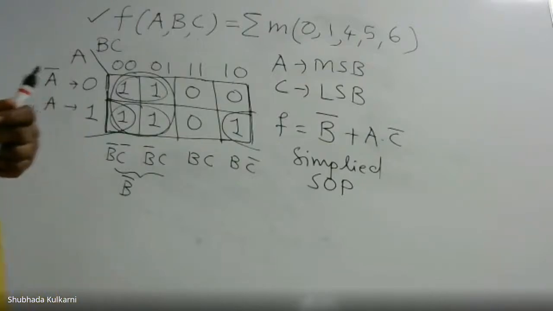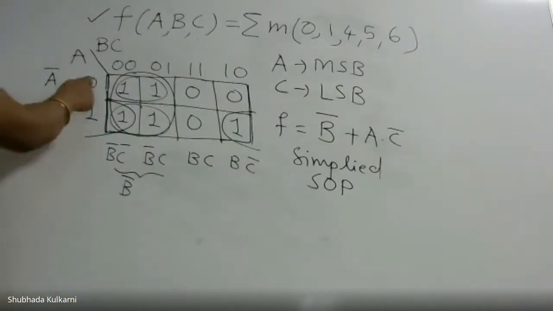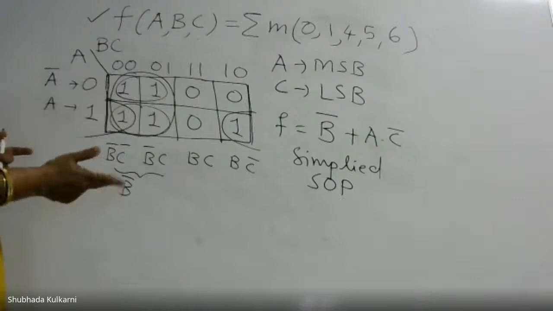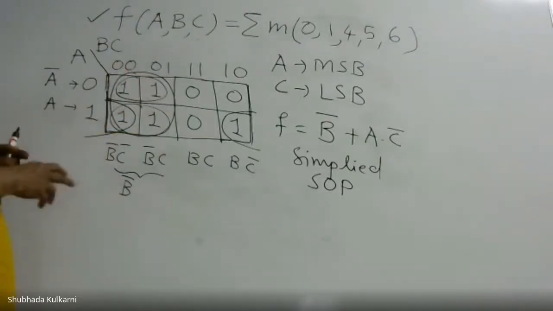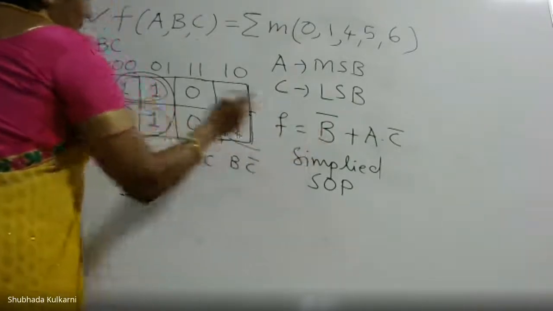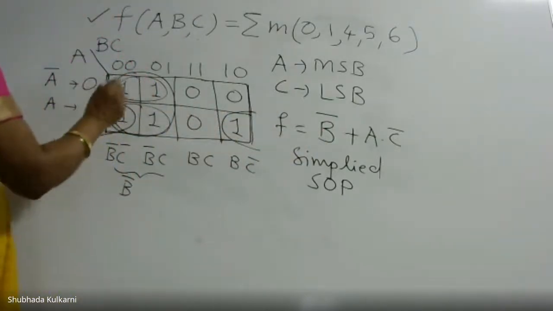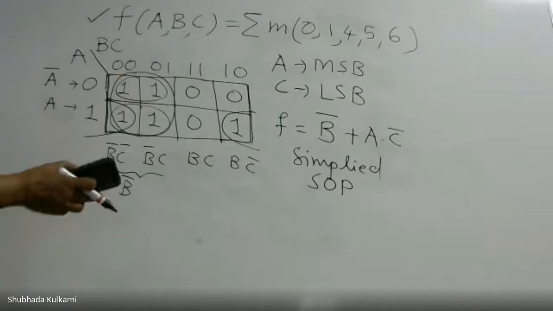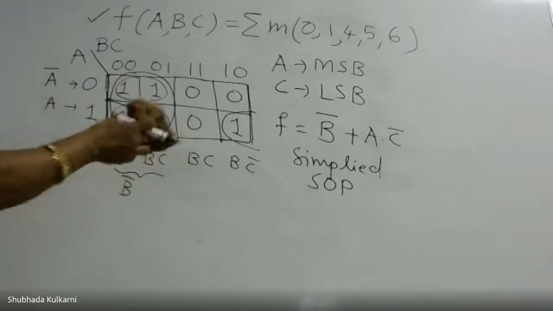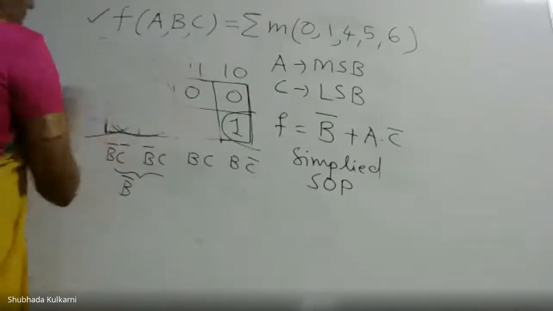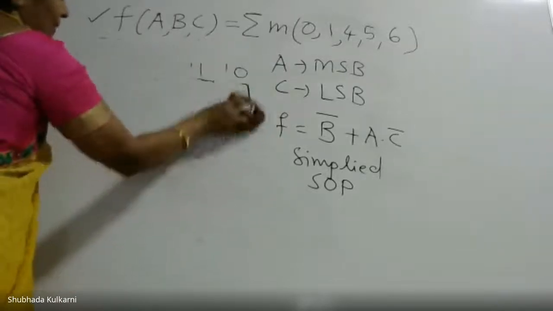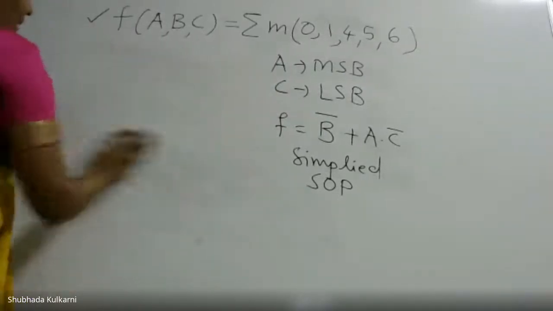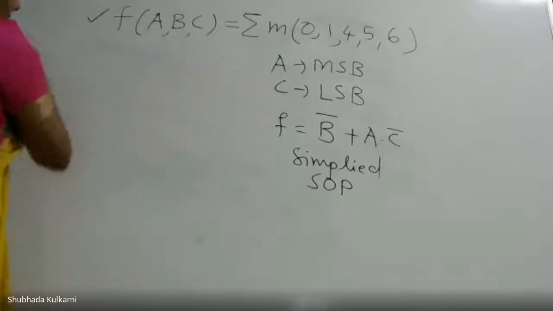Or otherwise, the mathematical proof is A bar plus A will be 1, and 1 multiplied by anything will be the same variable. So the other way, how you get this: you write M0, M1, M4, M5 and go on simplifying, and you will get it. If you want that proof also, I can show it once again. So theoretically, on paper, by using Boolean algebra, I can show both the terms, how we got them.